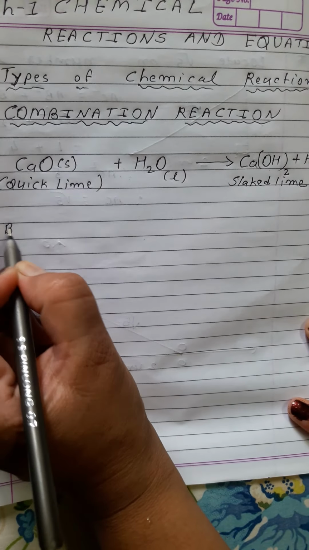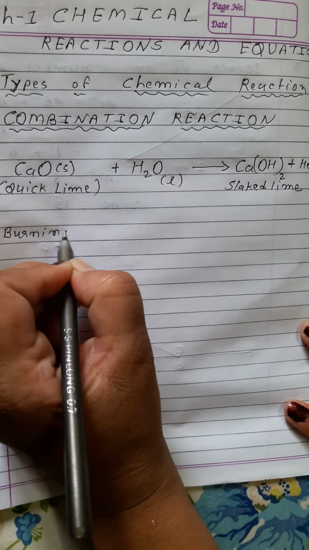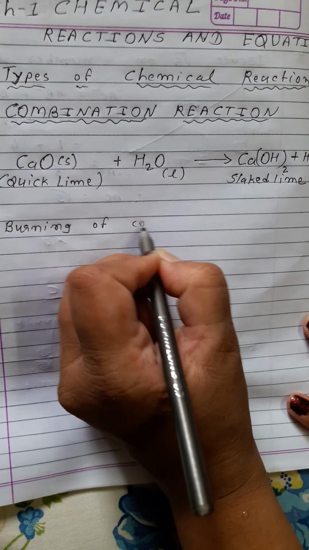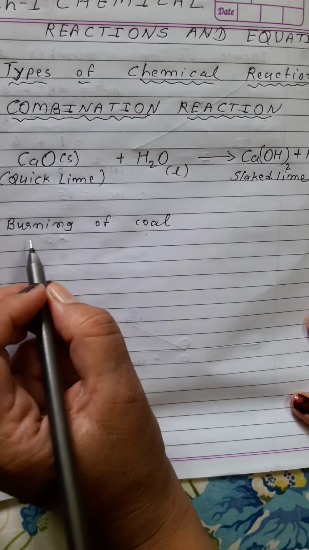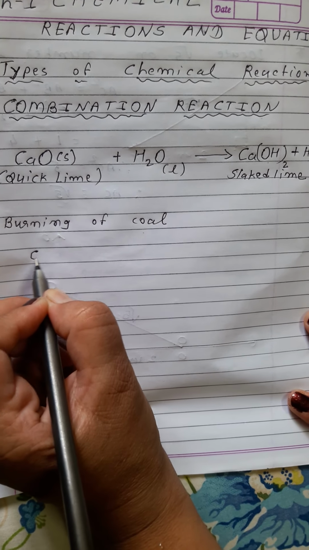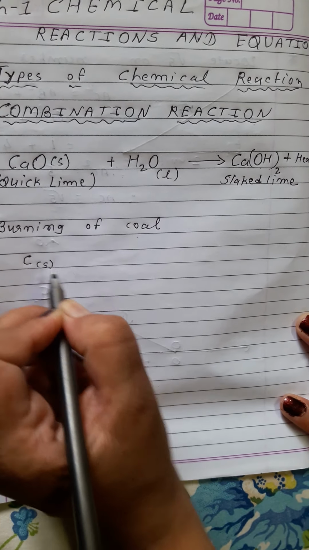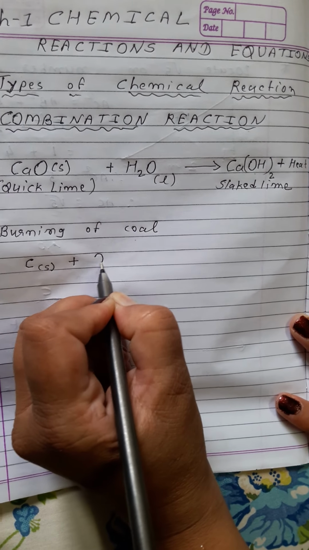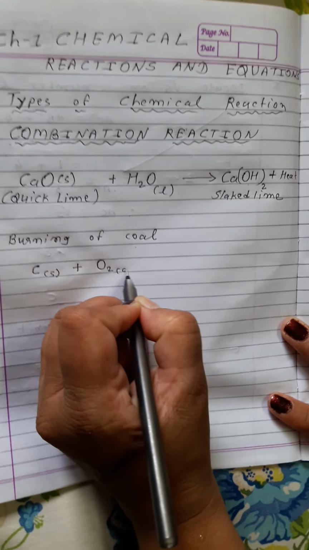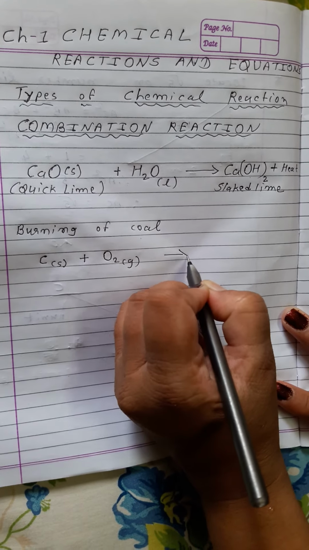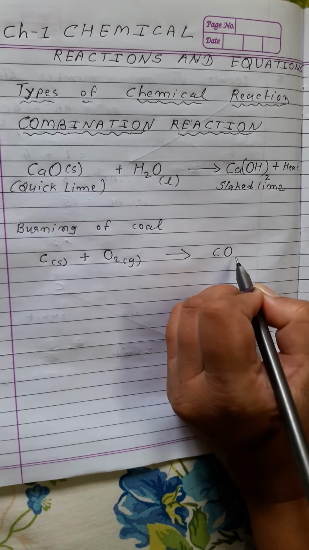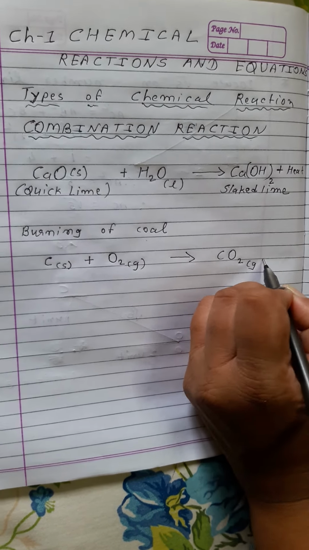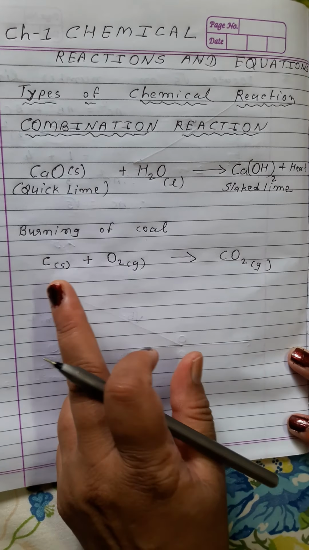Another example is burning of coal. Coal, that is carbon, is in solid form. It burns in the presence of oxygen to form carbon dioxide. And carbon dioxide is in gaseous form.